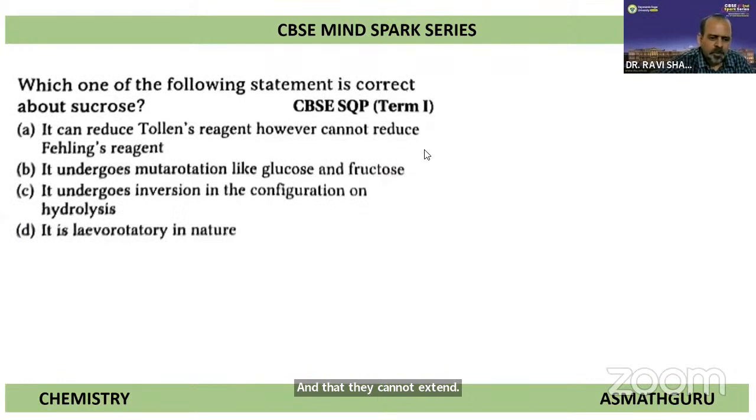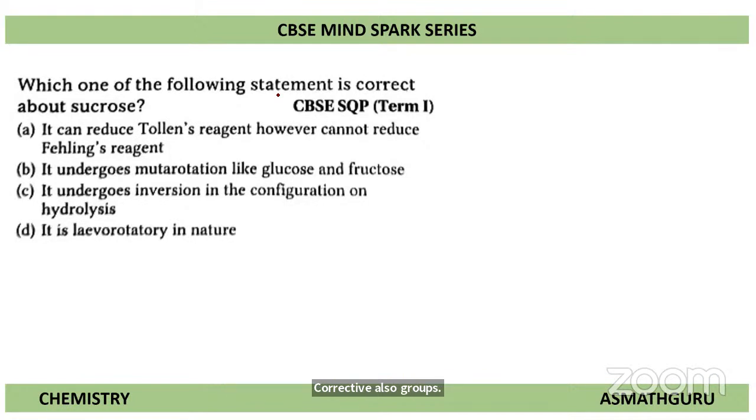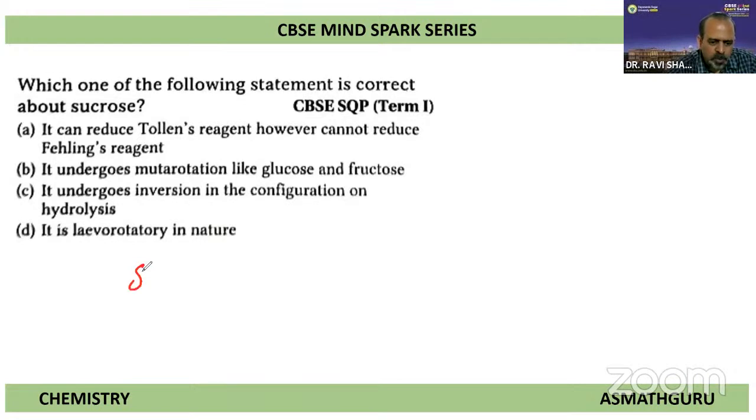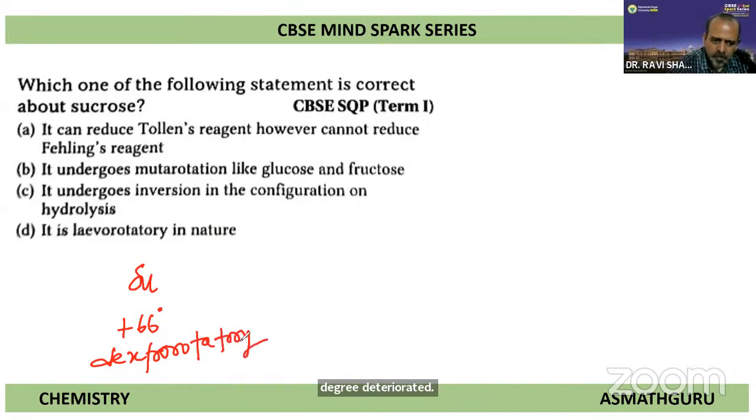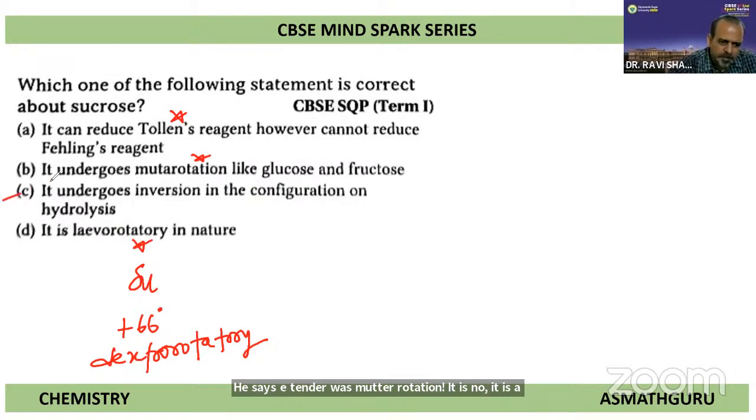Which of the following statements is correct about sucrose? It is not levorotatory. Sucrose has a positive 66 degree rotation, so it is dextrorotatory. So the first option cannot be. No mutarotation. It is dextrorotatory. Option C.